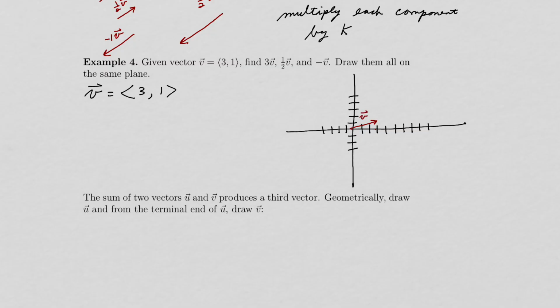Okay, what about 3v? Well, first of all, let's calculate 3v. So 3v, now k is 3, right? So I multiply the x component by 3 and the y component by 3. And I'm going to end up with 9 for my x component and 3 for my y component. So that one, I'll draw in blue, means I'm going to go to 9 for x component and y component will be 3. It's basically going to be in the same direction as v, but 3 times as long. It'll look something like that. So that's like 3v.